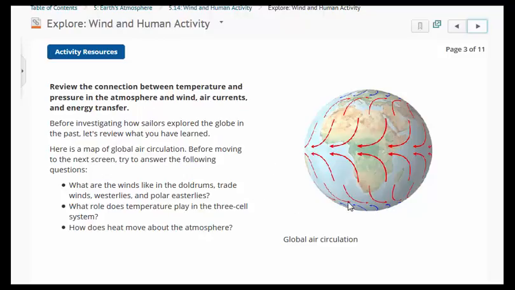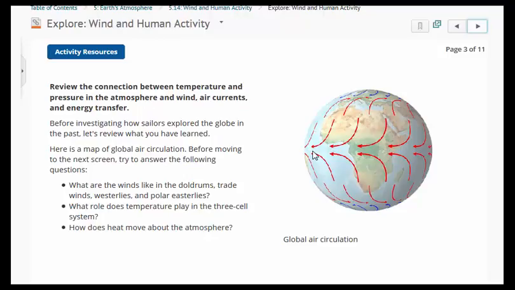Looking at this map, you need to know that the equator is at 0 degrees latitude. We also say that there's calm winds here, and these are also called the doldrums. So make sure you know that the doldrums are the calm winds near the equator. Next are the trade winds. Trade winds go from 30 degrees north to the equator and 30 degrees south to the equator.